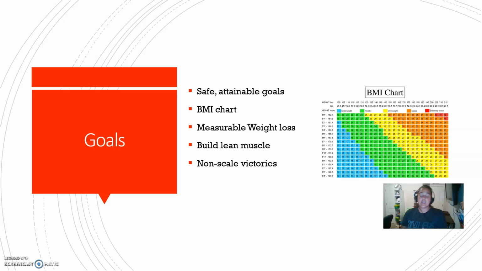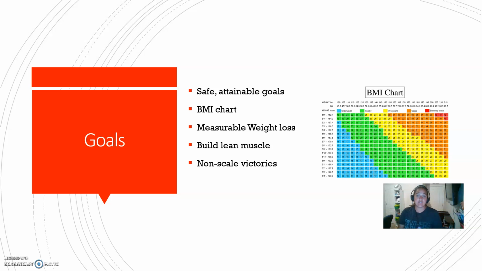Now, the other goal was to attain measurable weight loss. So that was how we obviously want to lose the weight. So we want to see that fat loss and that weight loss on the scale. We want to build lean muscle. And we want to see those non-scale victories. And for non-scale victories, I mean things like clothes fitting looser.